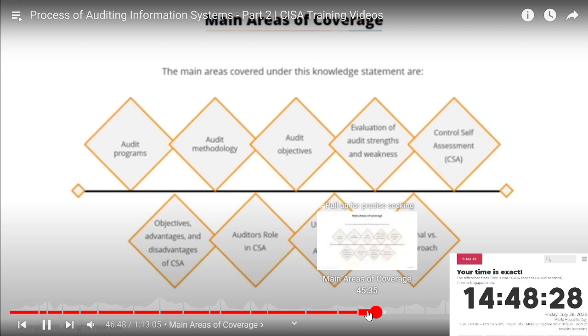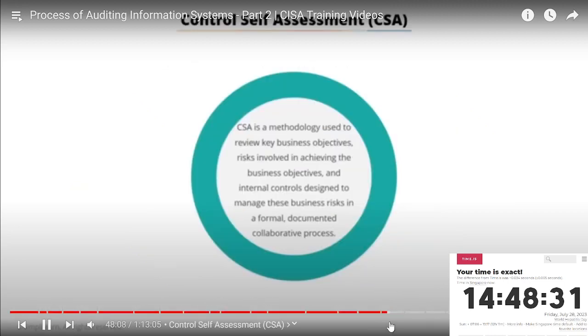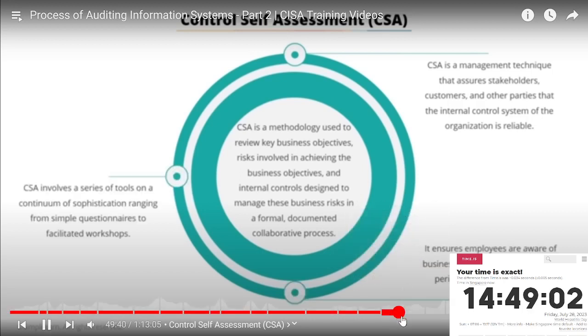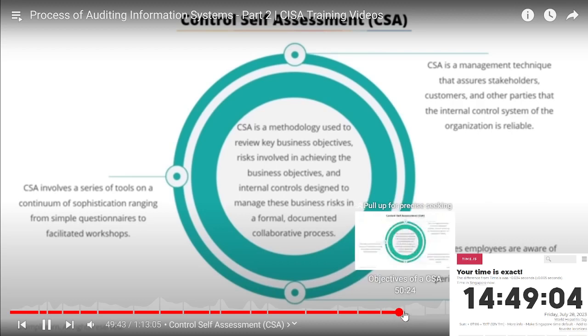Let's assume in the process of your auditing, you use the related controls. We're going to assess the efficacy of those controls as compared to some standard, and this is going to be a self-assessment. It's going to be conducted by the process owner that owns those controls. This can be a management technique used to assure stakeholders, customers, and any other relevant party that the internal control systems are reliable. It's helpful in between audits. If you do an annual audit, you may wish to do it quarterly, monthly. Perhaps you're doing a control self-assessment.